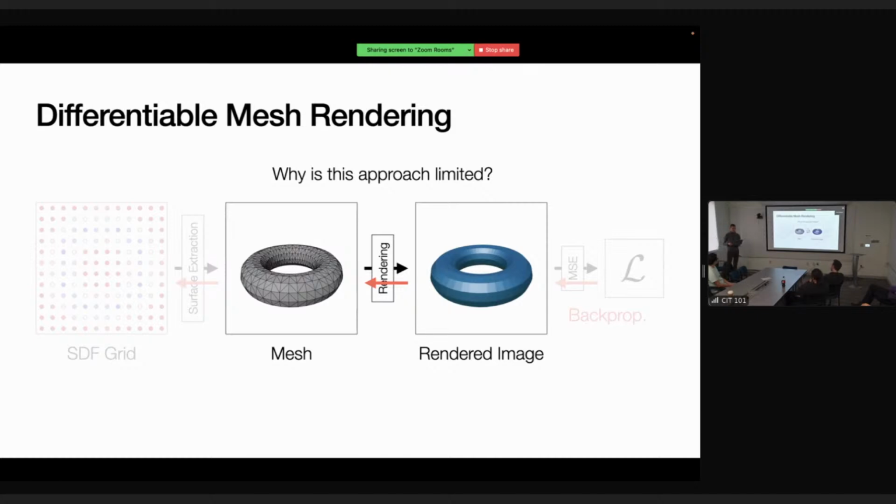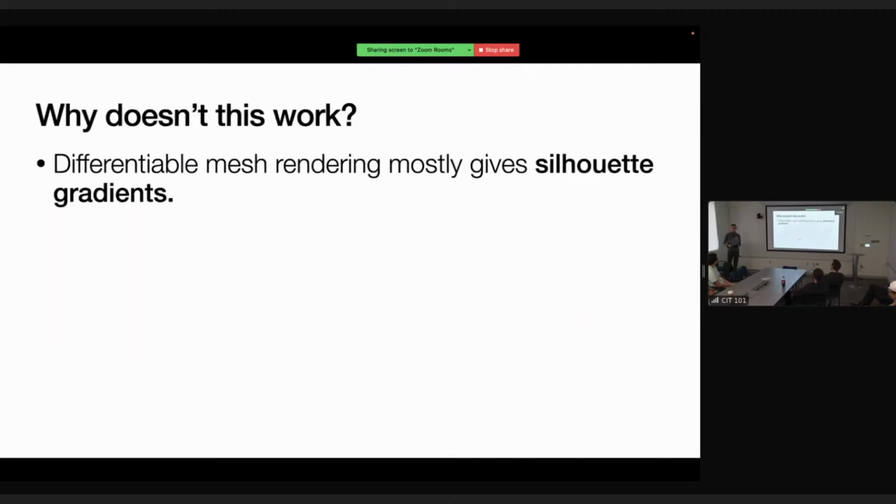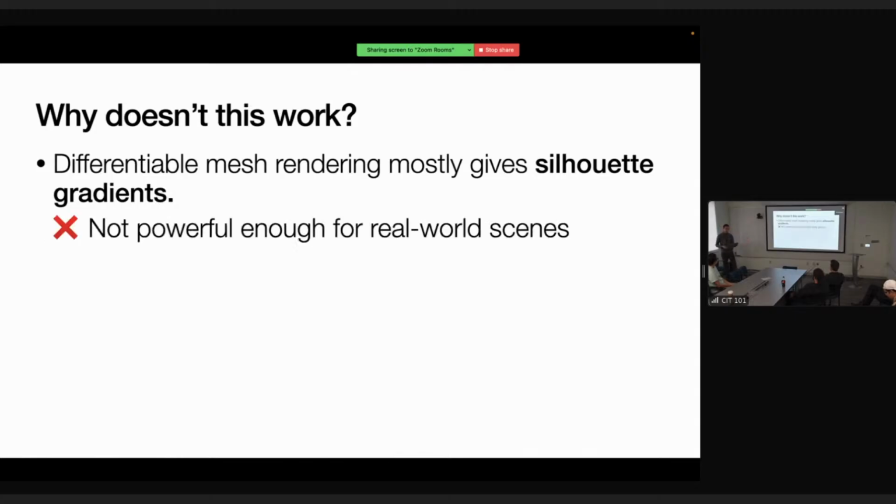Okay. So why doesn't this work? It's because this gives you mostly silhouette gradients, and for whatever reason, the optimization dynamics are such that this is not powerful enough for real scenes. Because there's no silhouette. Right, there's still a disocclusion between shapes, so you would think that maybe this could still work, but for whatever reason, it doesn't.